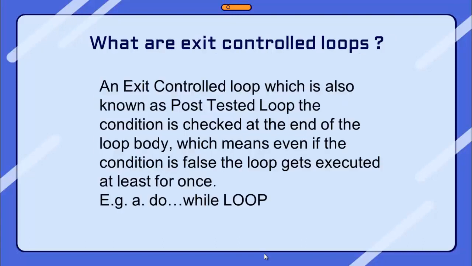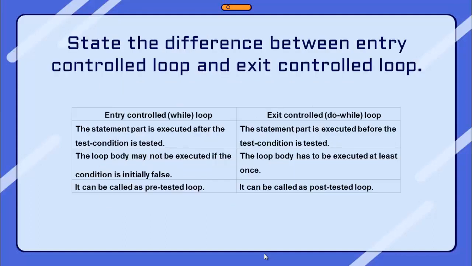Exit control loop, which is also known as a post-tested loop: the condition is checked at the end of the loop, which means even if the condition is false, the loop gets executed at least once. Example: do while loop. The difference between entry control loop and exit control loop will also be asked. You can just go through the difference once because it's the same as what we have discussed.